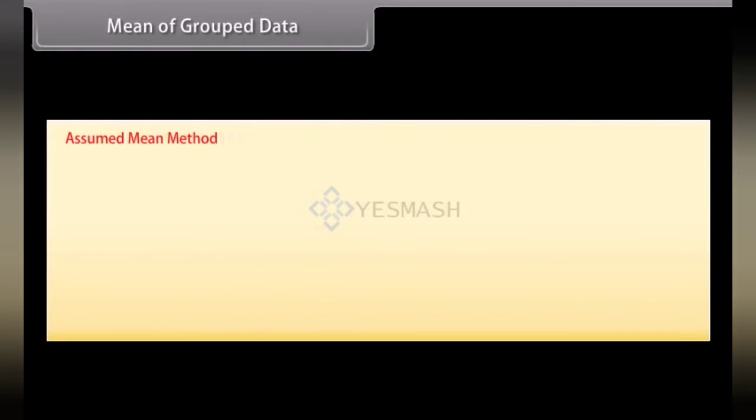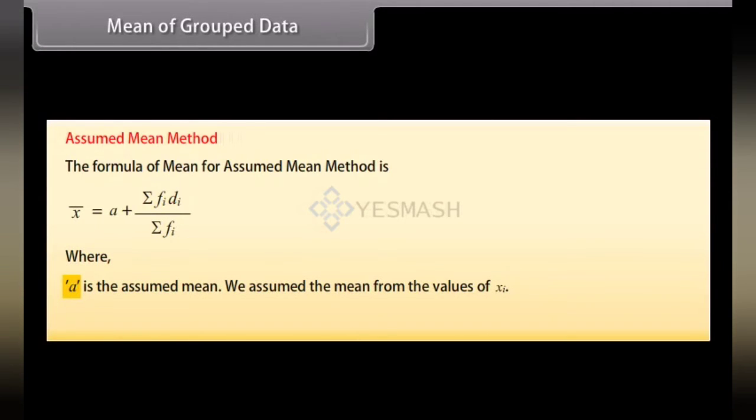Mean of grouped data. Sometimes the product of xi and fi becomes too large that this method becomes quite time-consuming. To get rid of these calculations, we opt for assumed mean method. Assumed mean method. The formula of mean for assumed mean method is a plus summation of the product of fi and di divided by summation of fi, where a is the assumed mean. We assume the mean from the values of xi, and di is equal to xi minus a.